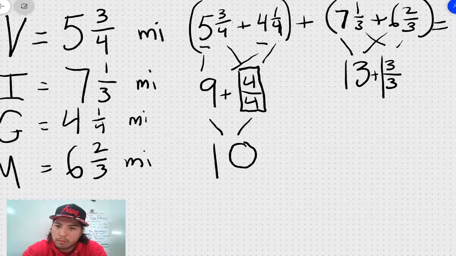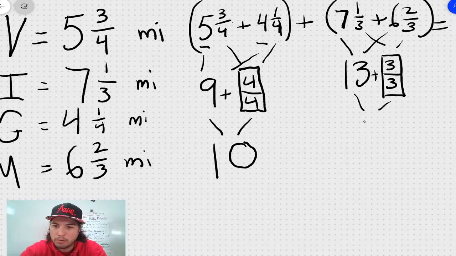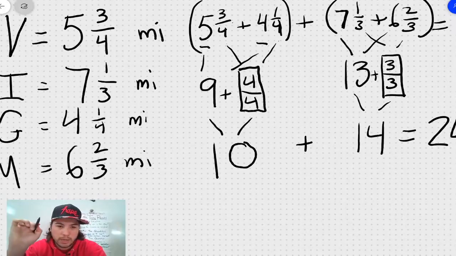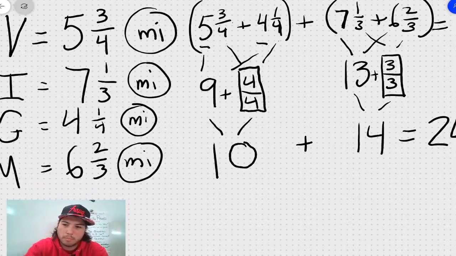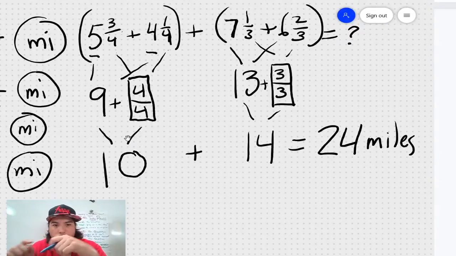Wait a minute. There's another equivalent of 1. So we can do 13 plus 1 is 14. Now, oh my gosh, now it's just adding two whole numbers together. 10 plus 14 is 24. And what was our unit, the thing that we're measuring? Miles. So they have walked a total of 24 miles. Zoop, there it is.